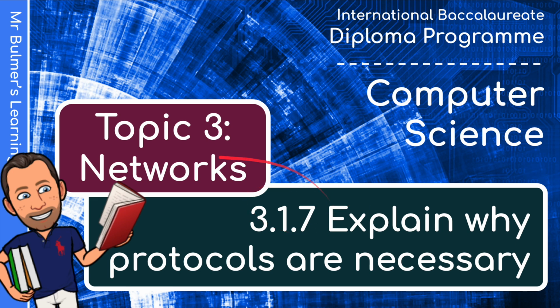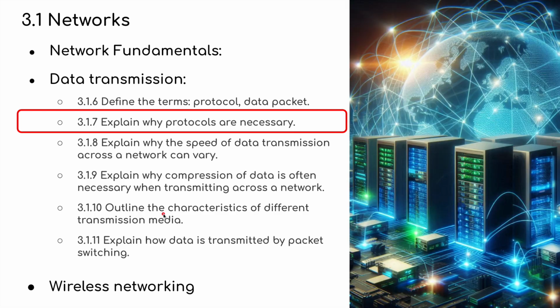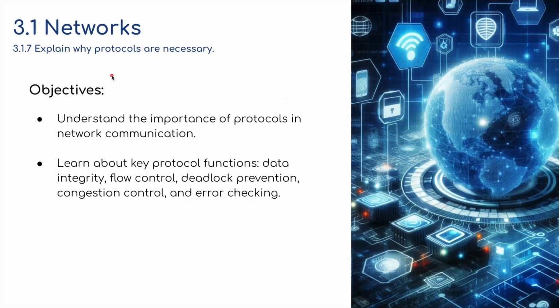Hello and welcome back to video 7 for topic 3, networks, and this time we're going to be explaining why protocols are necessary. This is for the IB Diploma in Computer Science. Okay, we're still on topic 3 out of the 4 core units, and here we're on to the second video on the data transmission. The objective for this is to understand the importance of protocols in network communication.